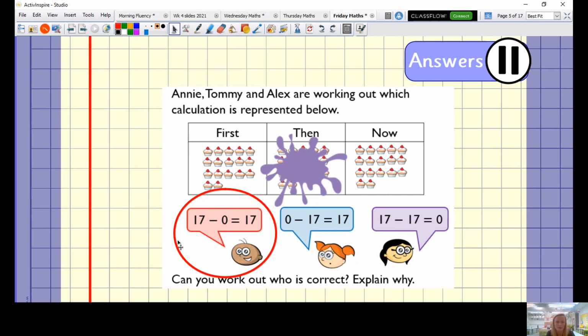Okay, I believe Tommy is correct because he started with 17, then I couldn't work out how many were there. So 17 minus 0 equals 17 because 17 were left. If I had done this one, I could have guessed there were 17 there maybe, but then this side wouldn't have been right with first. That's how I worked mine out. I think Tommy is right because I see 17 minus 0 equals 17. So first there were 17, then I'm not sure, and now there are 17.